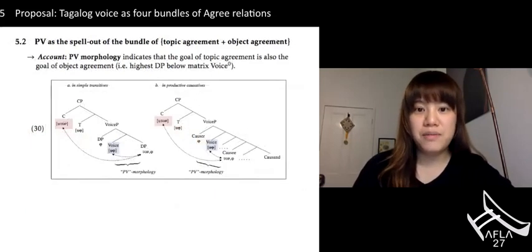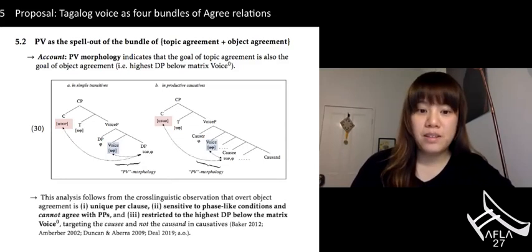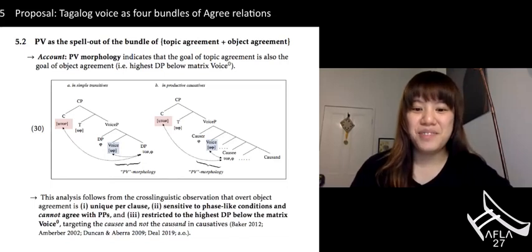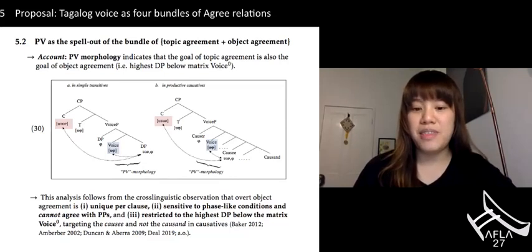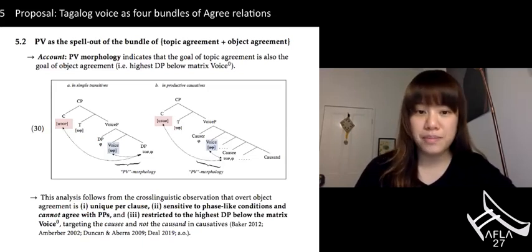And moving on to PV, the proposal here is that it's the bundle of topic agreement and object agreement triggered by a phi feature on the matrix voice. So this analysis follows consistently from the cross-linguistic observation that object agreement is unique per clause and sensitive to a phase-like condition, such that it can't probe into a PP, and that it's always restricted to the highest DP below the matrix voice. Specifically, in productive causatives, object agreement can only target the causee and not the causer cross-linguistically.